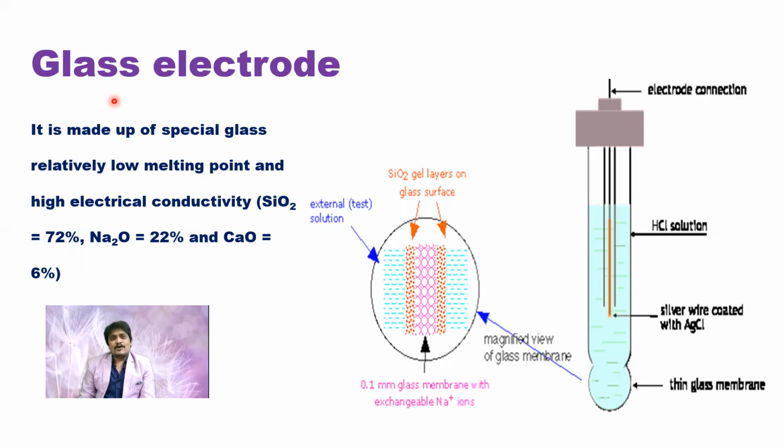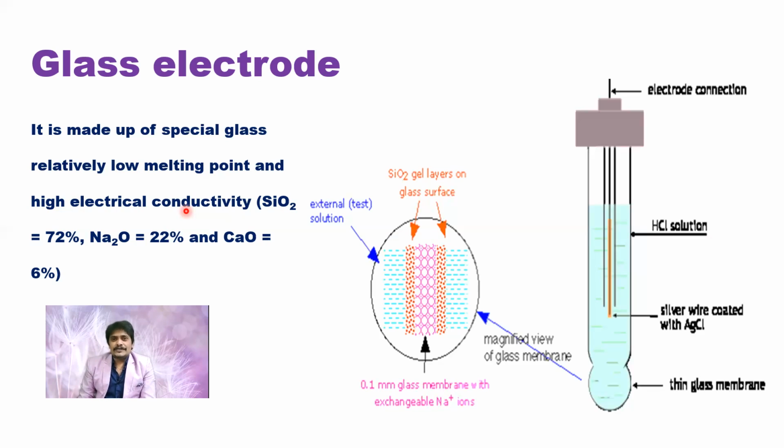Now let us discuss the composition of the glass of which the glass electrode is made. It comprises 72% silica, 22% sodium oxide, and 6% calcium oxide. So this is the composition of the glass by which the glass electrode has been prepared. This glass electrode with this particular composition has a low melting point and high electrical conductivity.